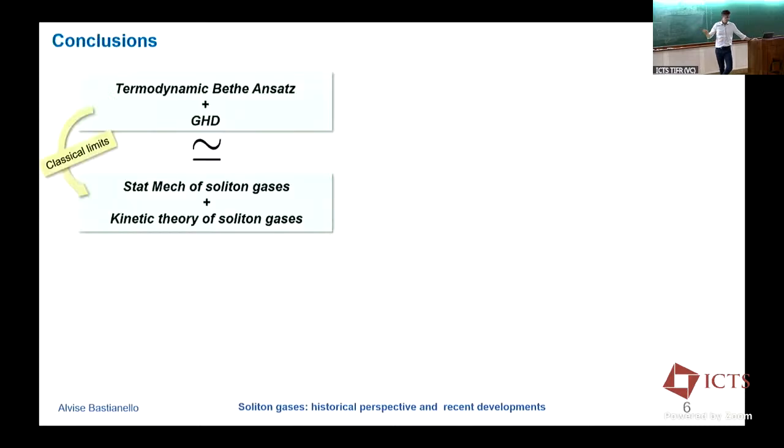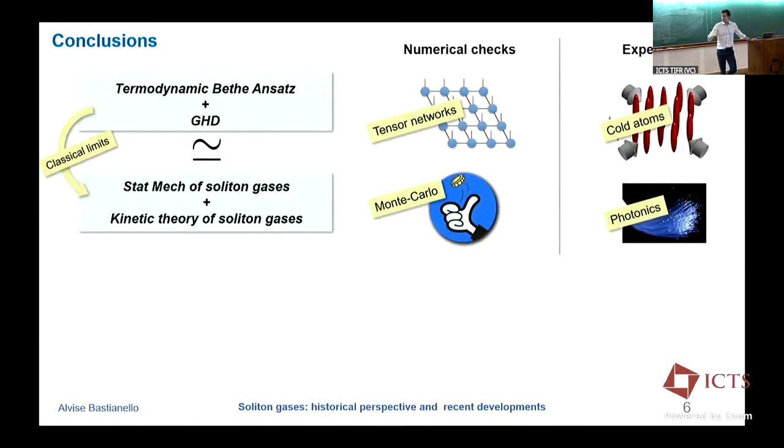I want to conclude because I'm taking a bit over time. So today I really want to make a strong connection between the quantum and classical worlds of integrable models, passing from thermodynamics and hydrodynamics all the way to the StatMech of soliton gases and the kinetic picture. This connection is theoretical, but you can also do a parallelism at the level of numerical checks. The quantum case is very difficult, while in the classical case, we can just run a Monte Carlo approach that is quite easy. And we can also have a correspondence with different experiments, okay?